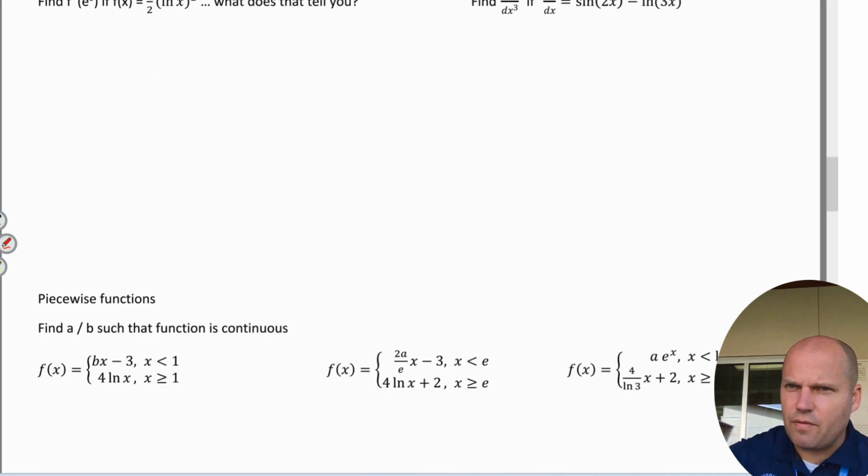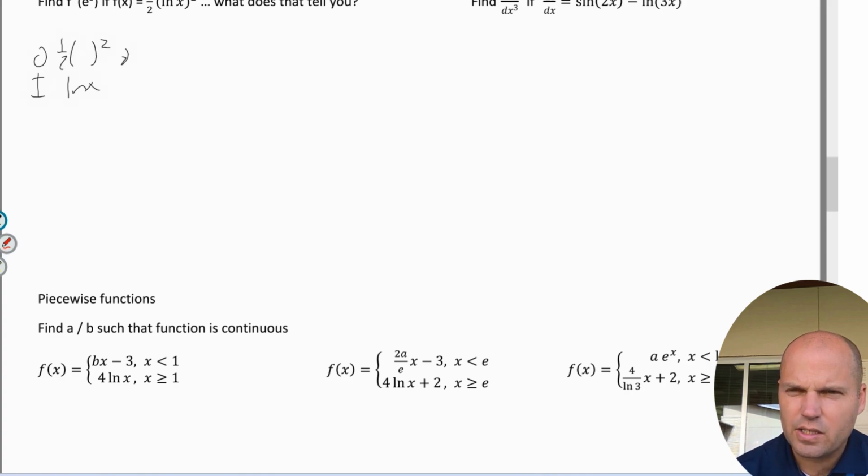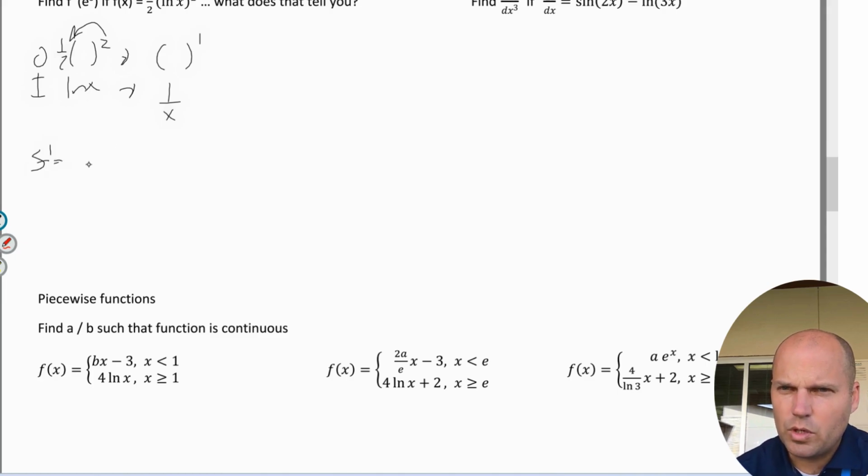Find the second derivative of f at e, and what does it tell you? Great question. I got another O and I. The O is 1/2 parentheses squared. The I is log x. So I'd get really just the first power. The 2 would come down, multiply by the half, and be a 1. Subtract 1. That's the power rule. This is 1 over x. What starts in the parentheses stays in the parentheses. So f prime would be, if I multiplied this 1 over x, log x over x.